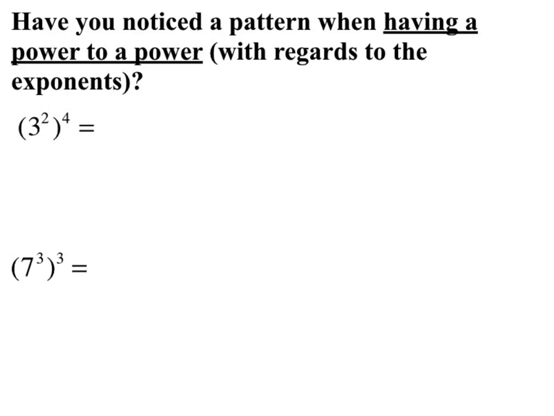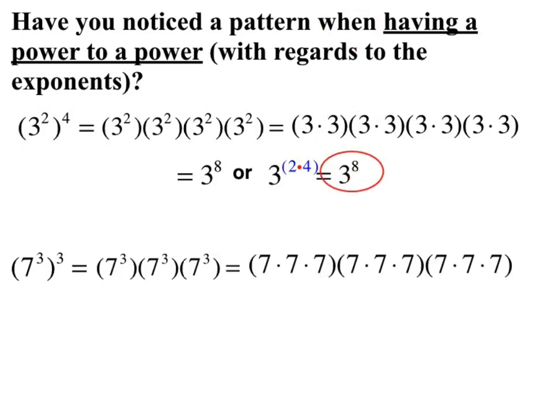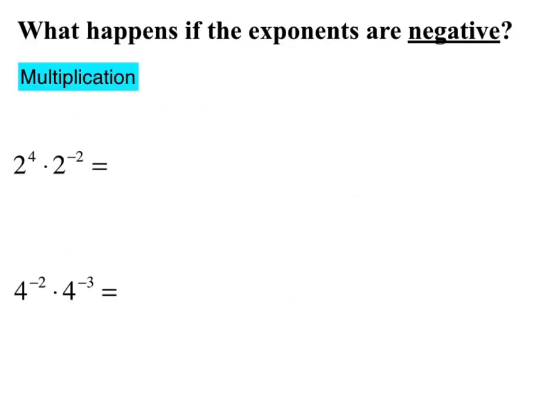And then, have you noticed a pattern when having a power to a power with regards to the exponents? You multiply them, exactly. So when we did this problem originally, we got to the fact that this was 3 to the 8th power. However, the fastest way is by multiplying the two exponents together. And same thing in this one. This would end up being 7 to the 9th. All right, so when raising a base with a power to another power, keep the base the same and multiply the exponents. All right, but what happens if the exponents are negative?